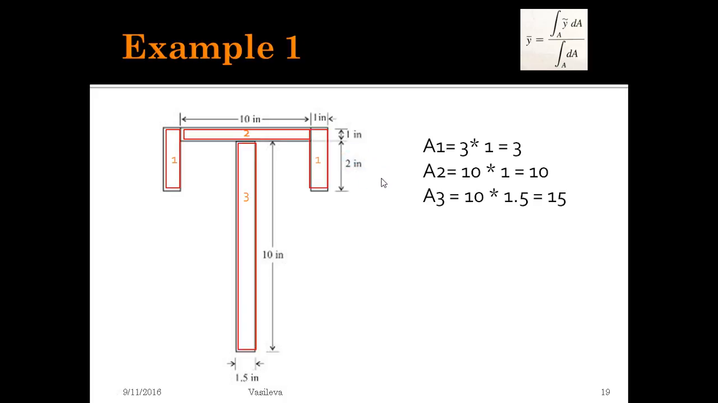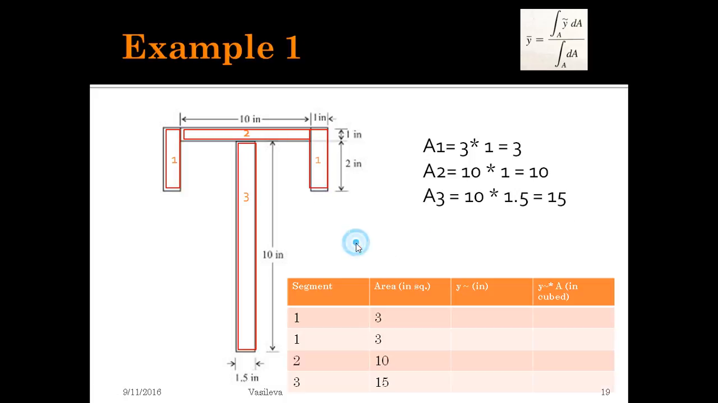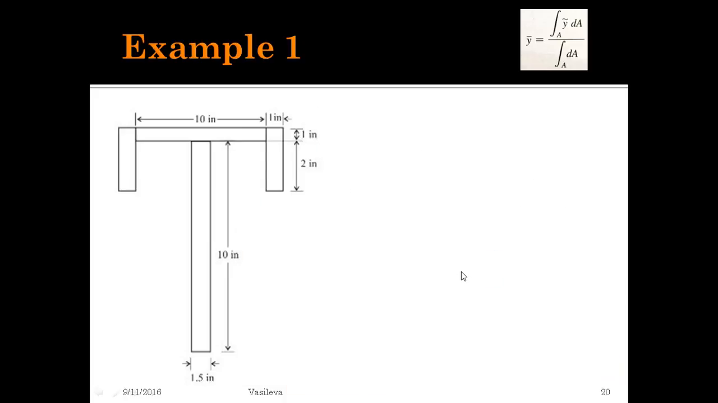The first thing we do is find their area, because dA just means the area of the independent components of the overall body. So for 1, we do 3 times 1, etc. I hope you guys know how to find area. The next part we want to find is y squiggle. So y squiggle is the center of gravity of each component.